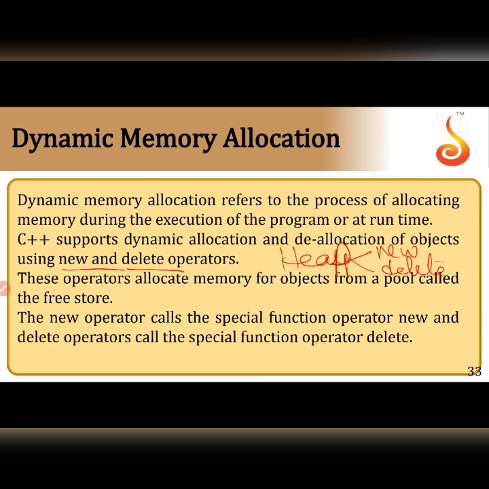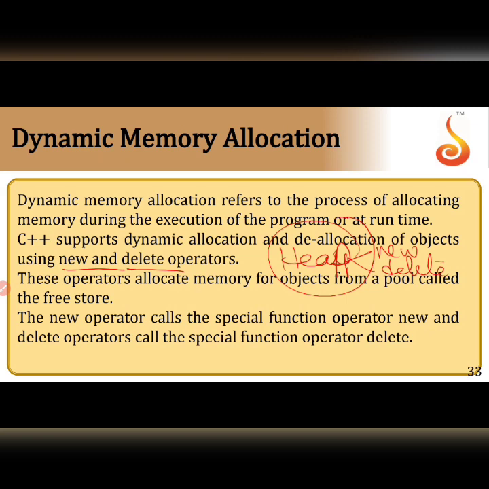Whereas in dynamic memory allocation, you can allocate and deallocate memory during runtime. And the heap is the memory from which, if you want to allocate dynamically, the memory would be taken and allocated, and once you delete it or free it, it will go back to the heap so that it can be used further. So C++ supports dynamic allocation and deallocation of objects using the new and delete operators.